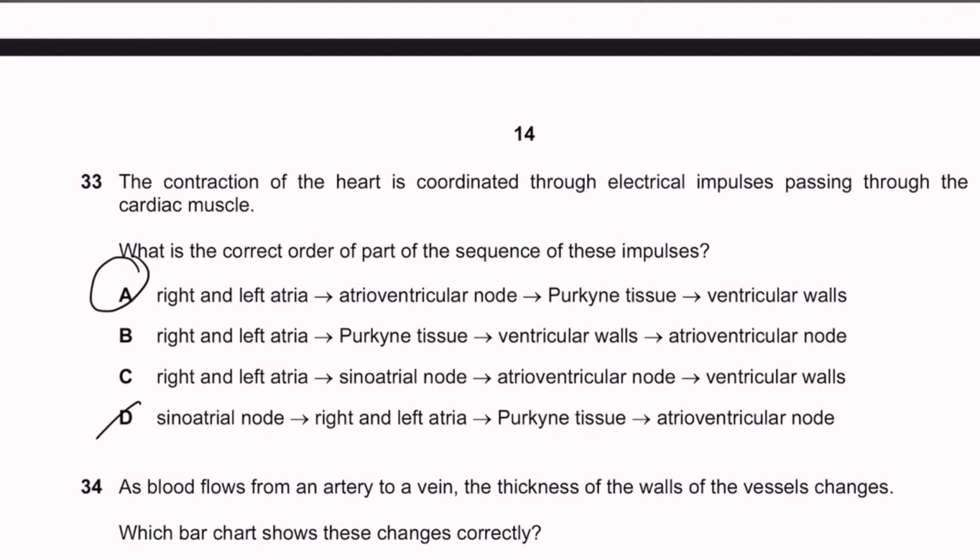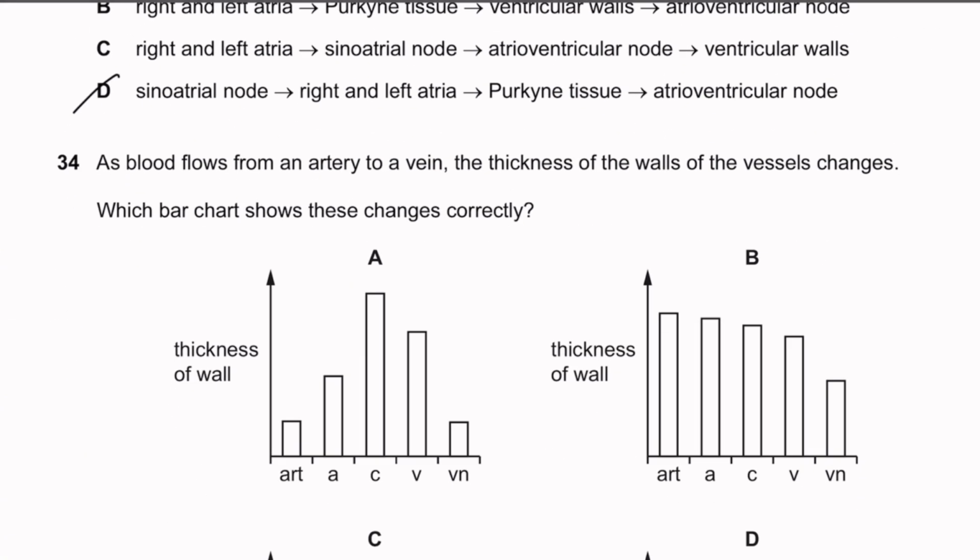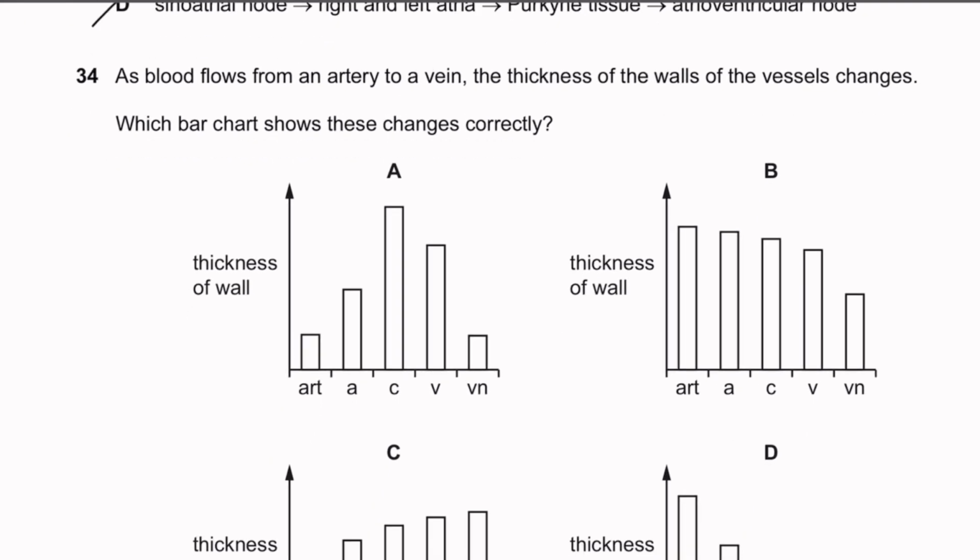It goes from sinoatrial node to right and left atria to atrioventricular node to Purkinje tissue to ventricular walls, and so this is true. As blood flows from an artery to a vein, the thickness of the walls of vessels changes. Which bar shows these changes correctly? So, the thickness of the walls of the vessels. Obviously, arteries have the thickest walls, after which we have, I suppose, arteriole, capillary, venule, and vein.